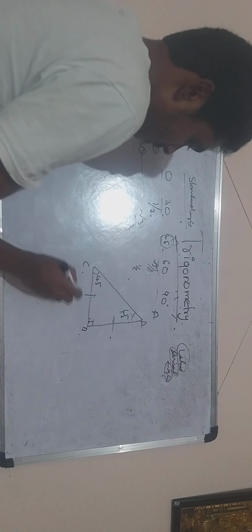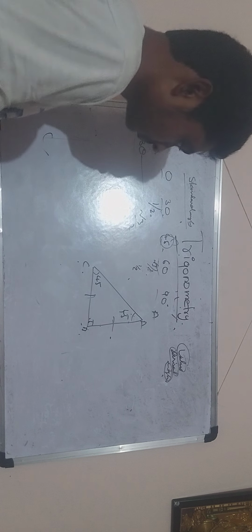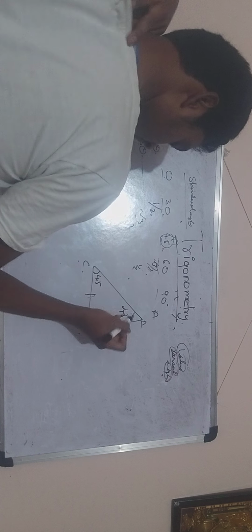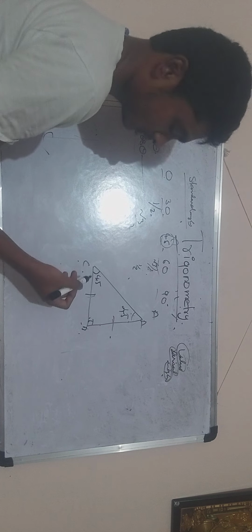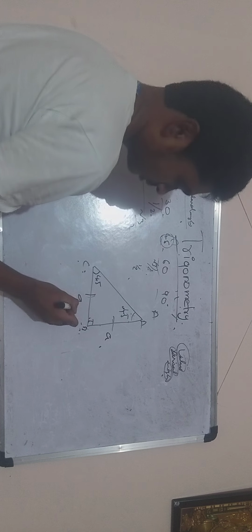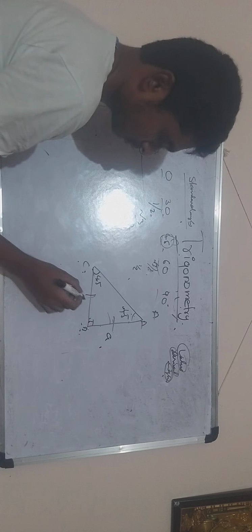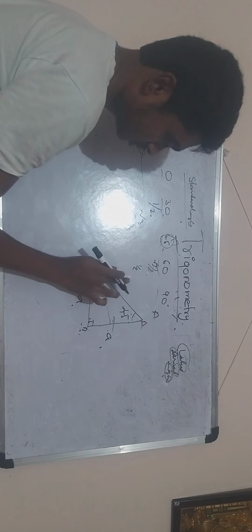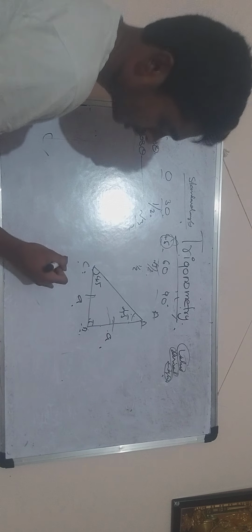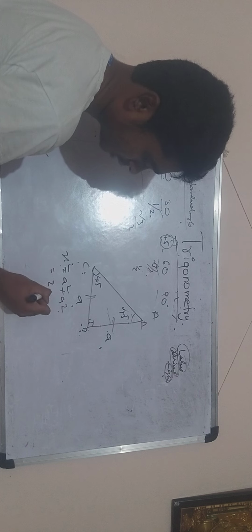As AB and BC are equal, whether you consider this as theta and this as theta, it doesn't have any problem, because AB is A and BC is also A. So sine 45 is opposite by hypotenuse. Hypotenuse: x square equals A square plus A square. It's going to be 2A square.